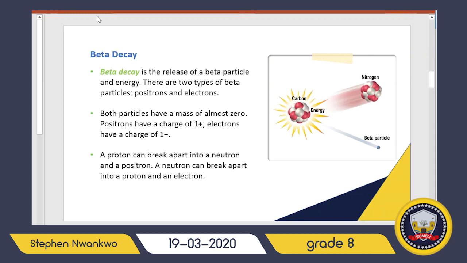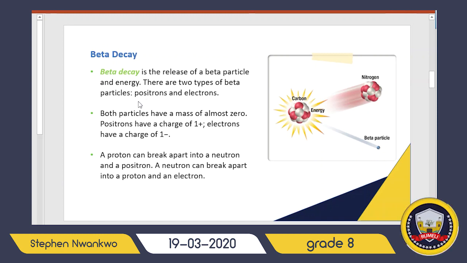In beta decay, we have a particle called a beta particle. Again, here this carbon element is releasing energy as a result of radioactive decay and releasing one beta particle, and also it is forming another element. Okay, carbon becoming nitrogen as a result of beta decay when it loses a beta particle.